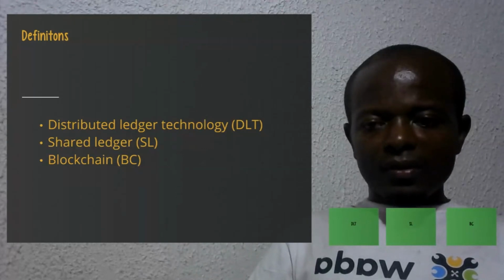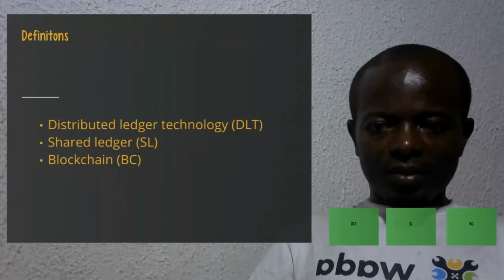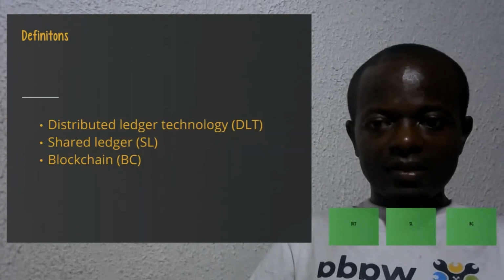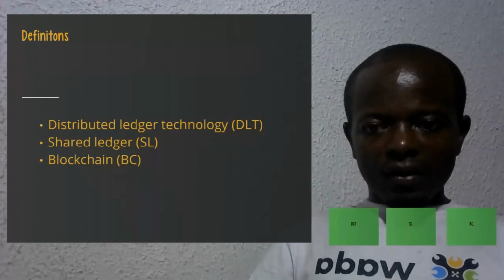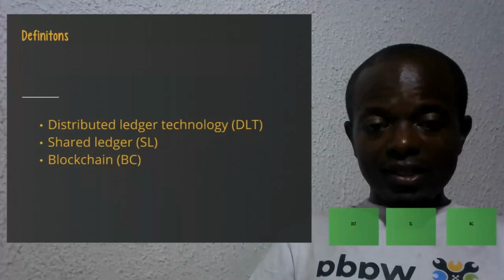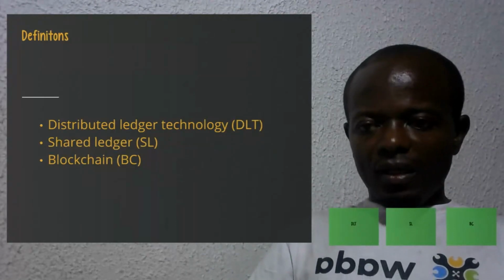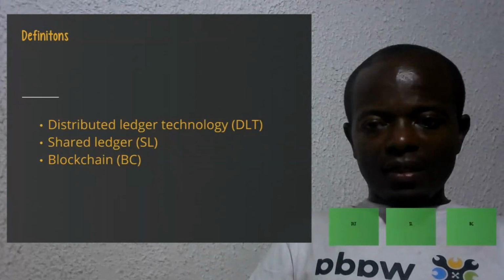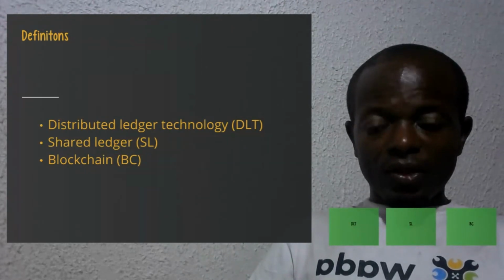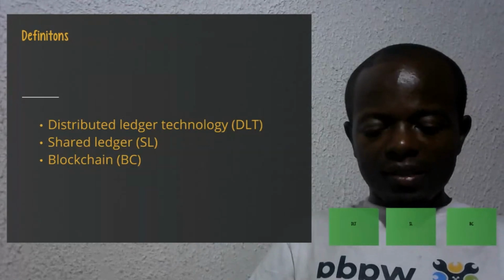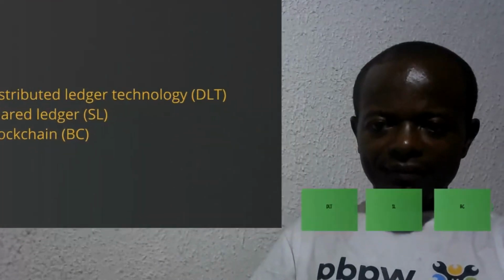The first term or concept we're going to talk about naturally is distributed ledger technology. Then we're going to move on to discussing what a shared ledger is and how it's used in distributed ledger technologies. And finally, we're going to talk about the concept of a blockchain.